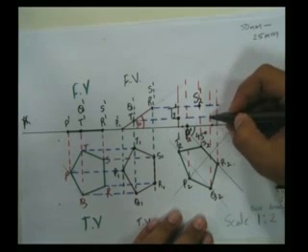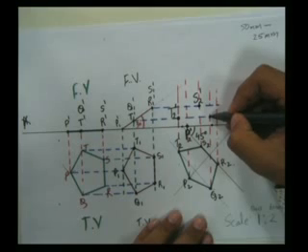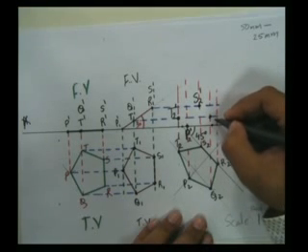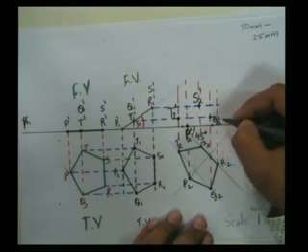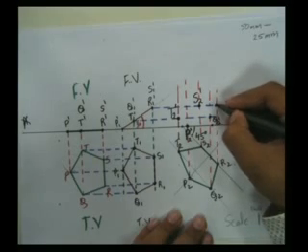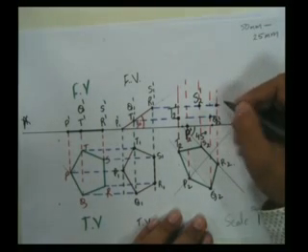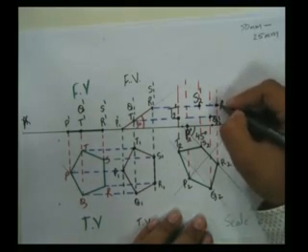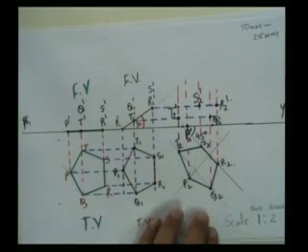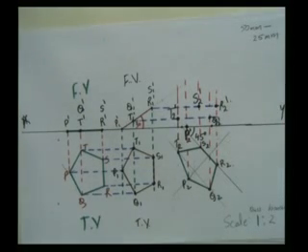Q2, where is my Q? Q is here. So this is my Q2 dash, and R is finally here. So this is my R2 dash. Now I just need to complete the figure by joining them.